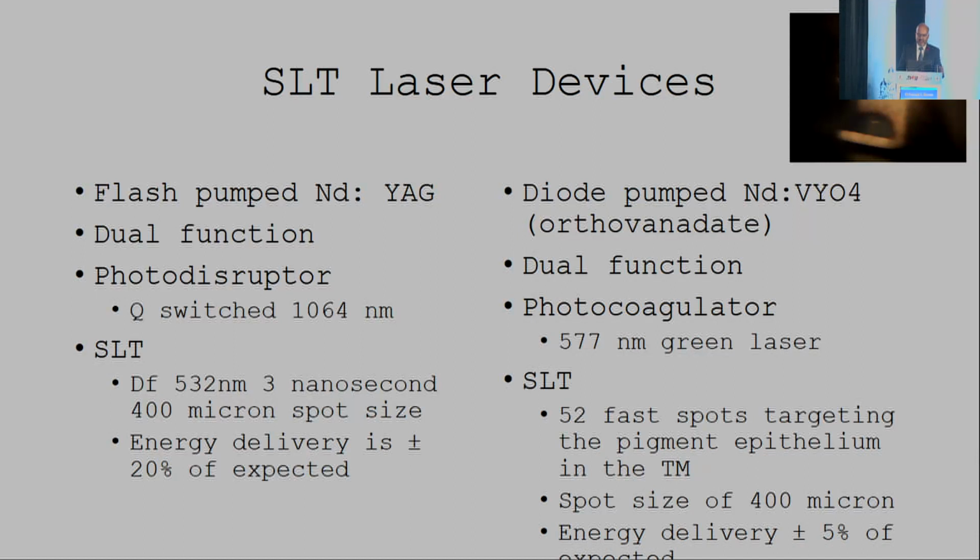And this also has a dual function. You use this, it has a fast spot targeting the pigment epithelium in the trabecular meshwork. And the energy delivery of this is about plus or minus 5% of the expected. So this consistently delivers the same amount of energy as compared to a flash pump.